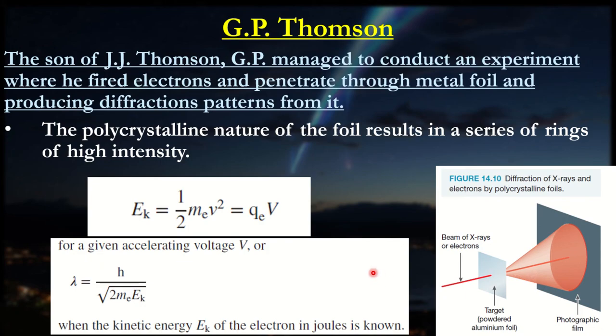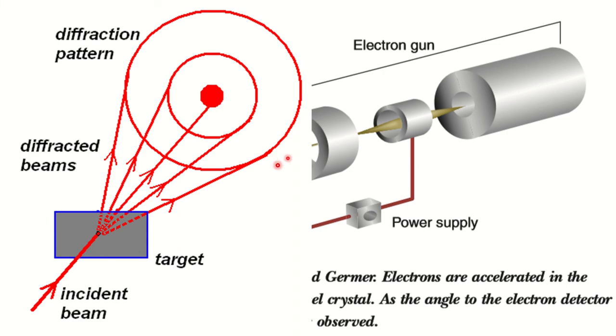Okay. Another person that also investigated electron diffraction was J.P. Thompson. J.P. Thompson is the son of J.J. Thompson, and he conducted an experiment where he fired electrons through metal foil, producing diffraction patterns of its own. So there are two people who demonstrated electrons can be diffracted: J.P. Thompson using aluminium foil, while Davisson and Germer used the nickel crystals that formed after their vacuum tube had cracked.